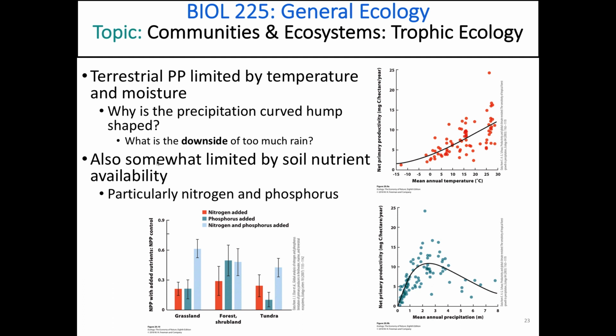There's also some limitation by soil nutrient availability, and this is why fertilizers work. So they've done a lot of studies looking at the net primary productivity ratio between net primary productivity with added nutrients and net primary productivity control with no added nutrients. And so when you look at this ratio and you compare different habitats, when you increase either nitrogen or phosphorus, you end up with an increase in NPP. And when you increase both nitrogen and phosphorus, you often end up with a dramatic increase in NPP in those environments. It depends on which environment you're in. But this suggests that all of these terrestrial environments are nutrient limited in addition to being temperature and precipitation limited.